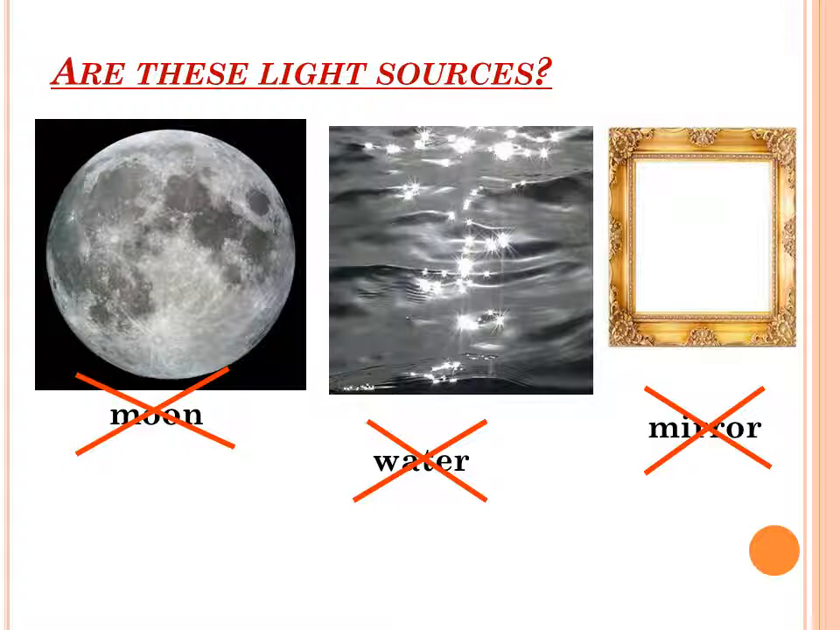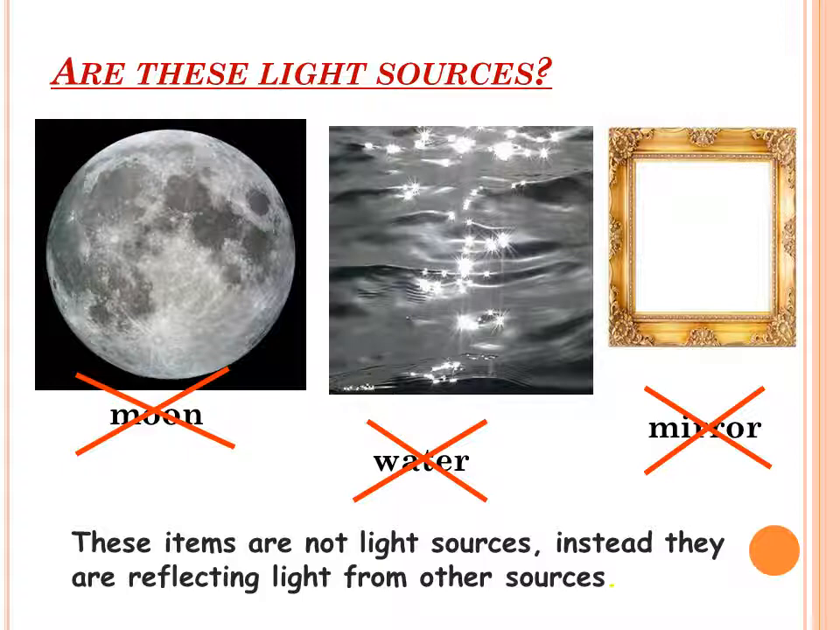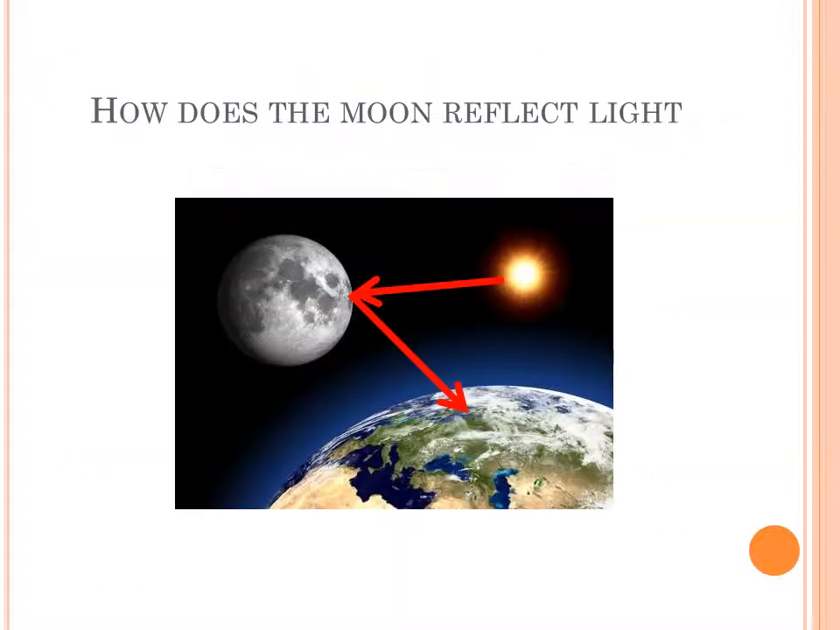Similarly, at beaches or riversides, when the sun is at dusk and dawn, some light is reflected and we can see the light on the water, but these are not sources of light, they are only reflecting it. So these items are not light sources, instead they are reflecting light from other sources. We can conclude. Now, how do they reflect?